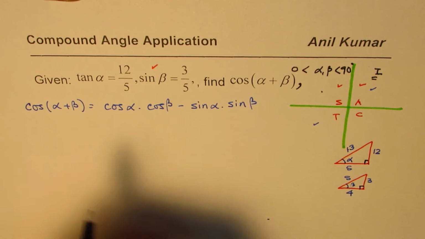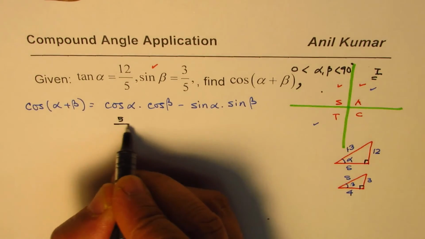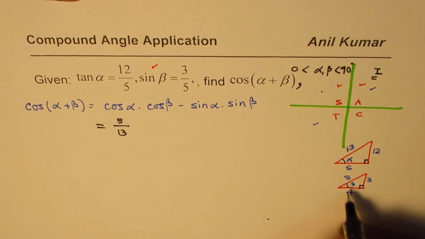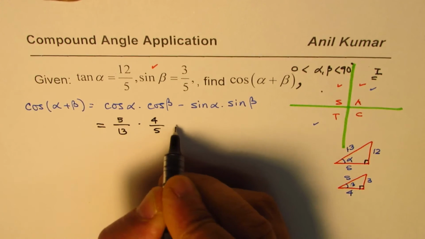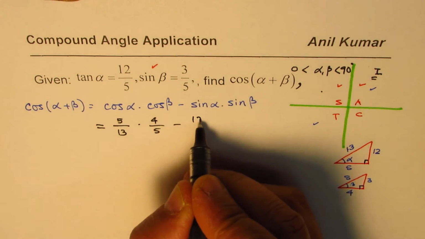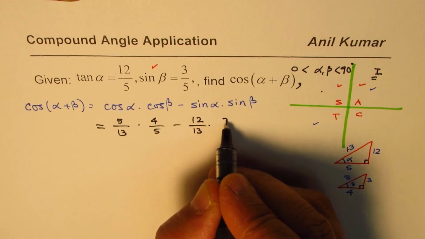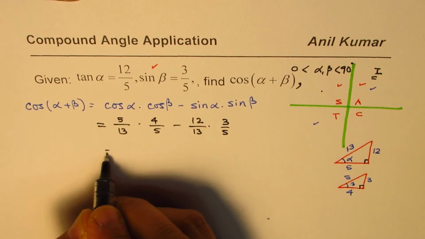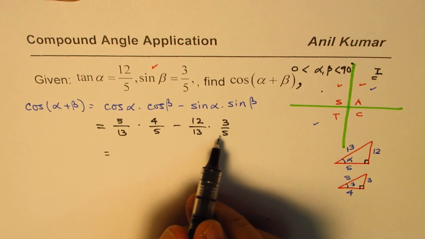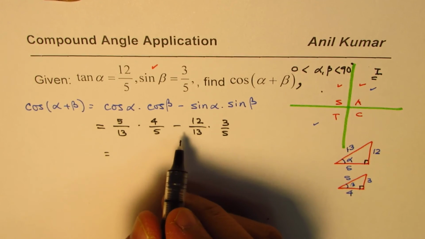Cos of alpha, right, is adjacent over hypotenuse, so it is 5 over 13, right? Cos of beta, this triangle, is 4 over 5, minus sine alpha, 12 over 13. Sine beta is 3 over 5, which is also given to us. So basically, we get 3 over 5, 13 and times 5 as a common denominator. You could simplify it, but doesn't really help in these questions. So we'll not, right? That is also a strategy.